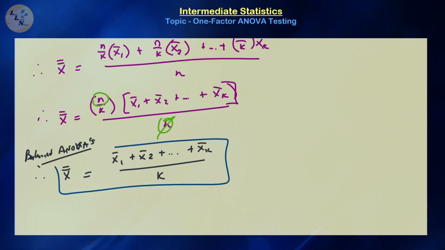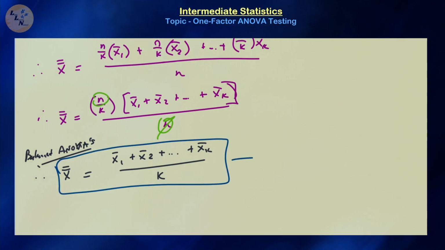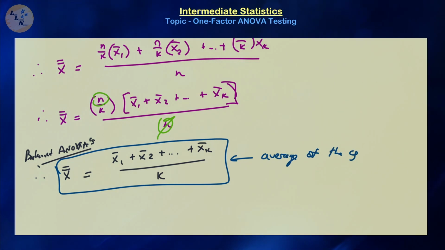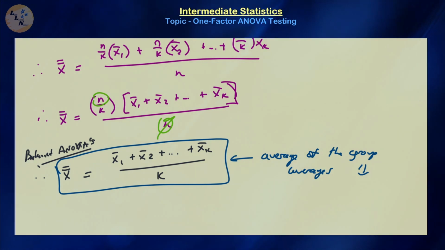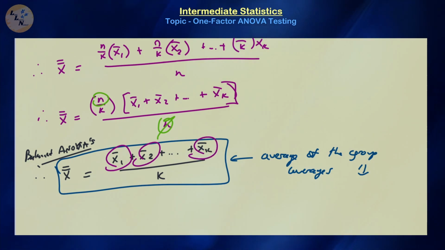So that means the grand mean for balanced ANOVAs is equal to the average of the group averages. Now keep in mind, if the groups are not balanced, the average of the group averages is not necessarily equal to the average of all the values. That's an important thing to notice, but these two formulas are actually quite easy. If your design is balanced, you can just find the average of each of the groups and divide by how many groups you have, and that gives you the grand mean.